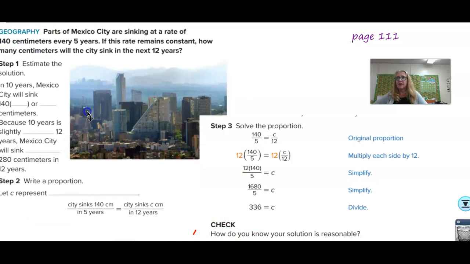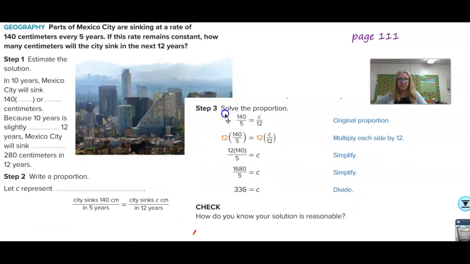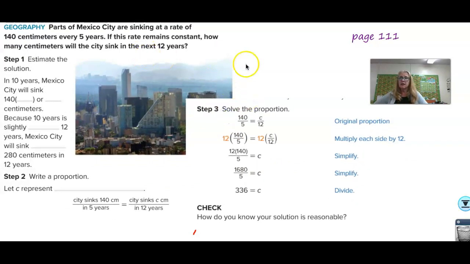So here we have, apparently Mexico City is sinking. Who knew? I had no idea. It says parts of Mexico City are sinking at a rate of 140 centimeters every 5 years. If this rate remains constant, how many centimeters will the city sink in the next 12 years? So we got a whole bunch of work over here. Step 1, estimate the solution.